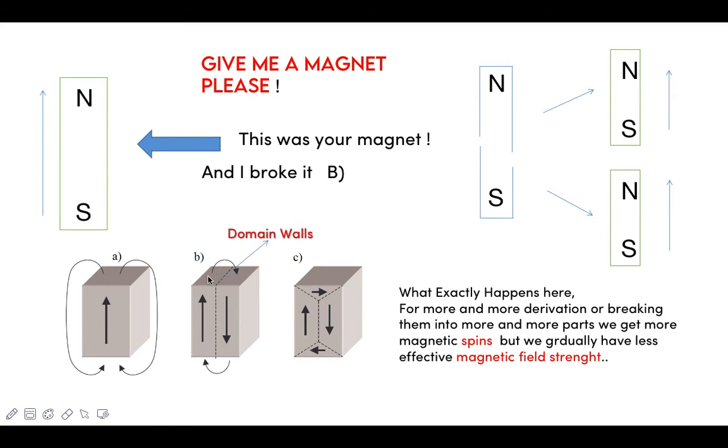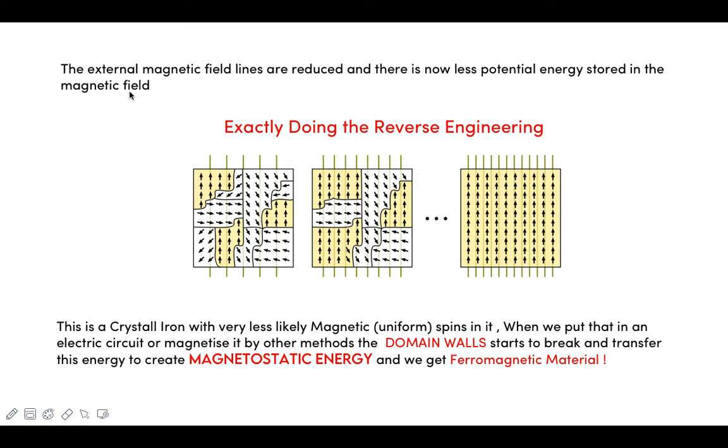So, this is called the domain wall. This wall actually absorbs energy from the magnetic field and makes it less effective. This is called magnetostatic energy, the magnetic field's potential energy. Okay, the external magnetic field lines are reduced and there is now less potential energy stored in the magnetic field.